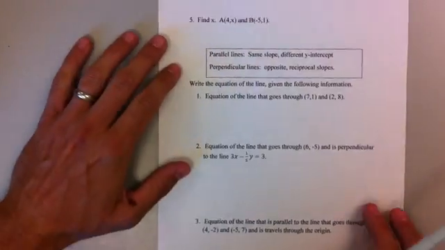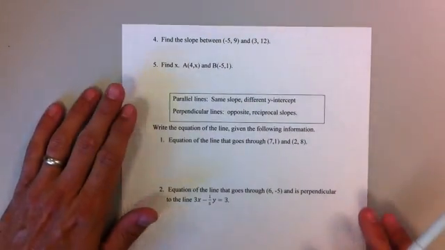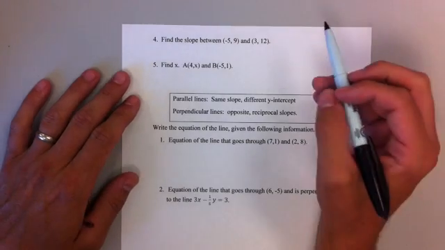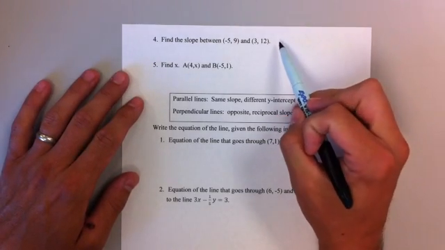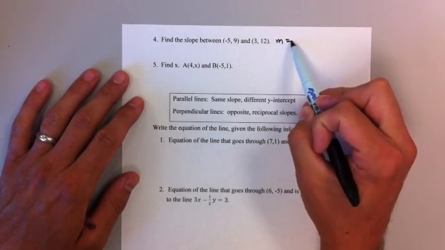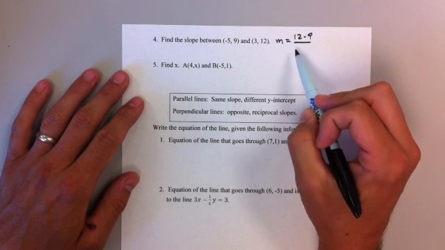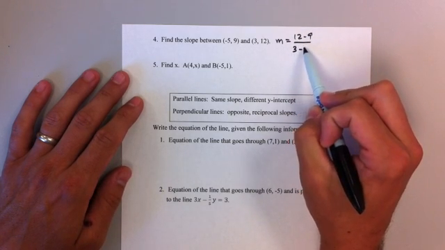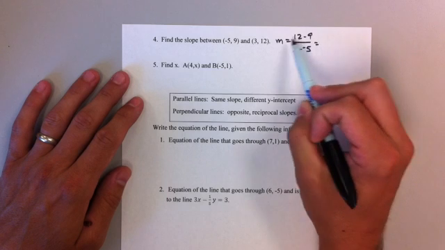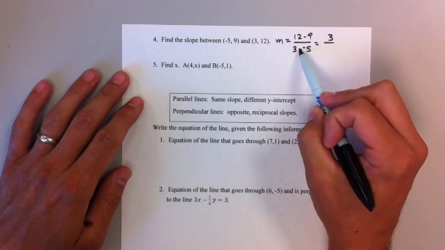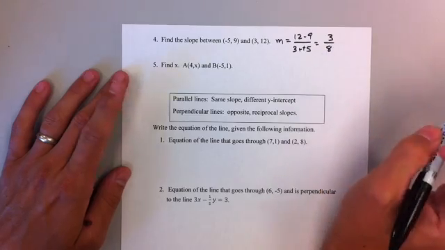Let's move on though. Let's talk about this example here. Let's just see what we remember. Okay, find the slope. So we can use our slope formula that we wrote down a few moments ago. So I would do 12 minus 9 over 3 minus negative 5. 12 minus 9 is 3. 3 minus negative 5 is actually 8, so my slope is 3/8.